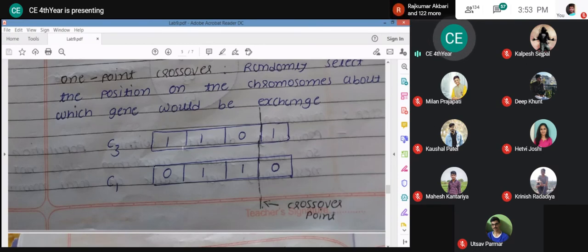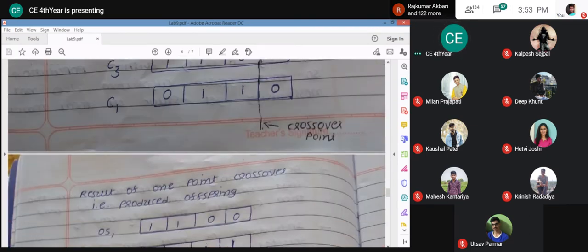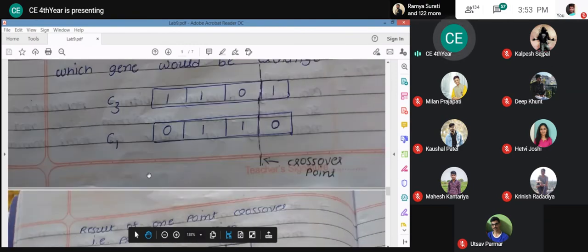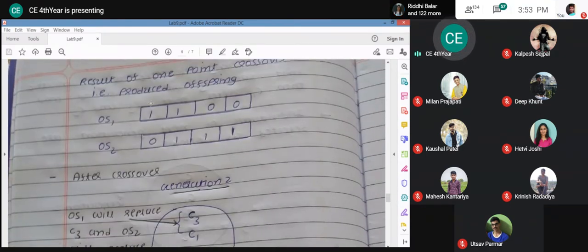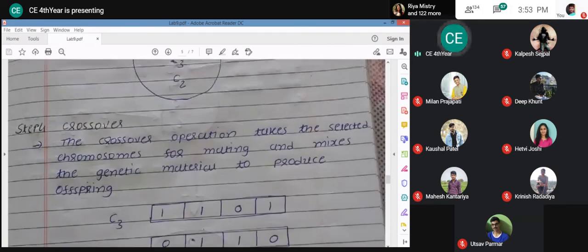All of you know that. So offspring one, child one, is 1100. And child two is 0111. Suppose child one I am denoting as OS1, and offspring two I am denoting as OS2.